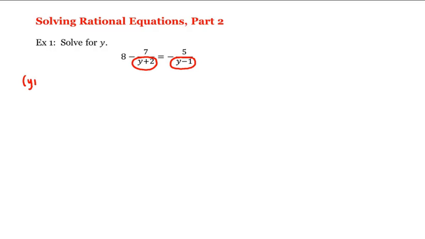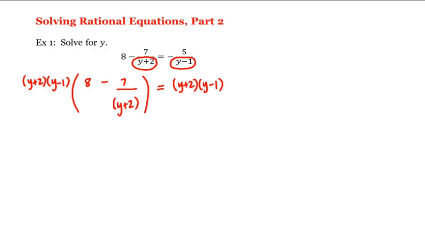Namely, (y + 2)(y − 1) times 8 − 7 divided by y + 2 is equal to (y + 2)(y − 1) times −5 divided by y − 1.